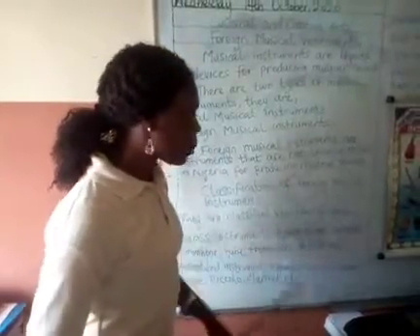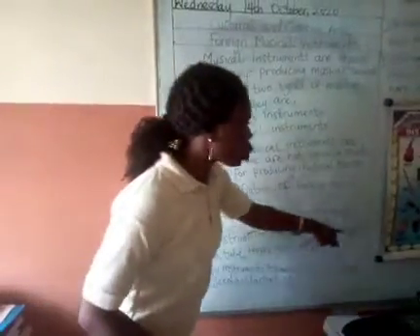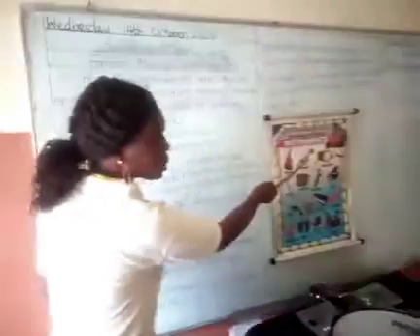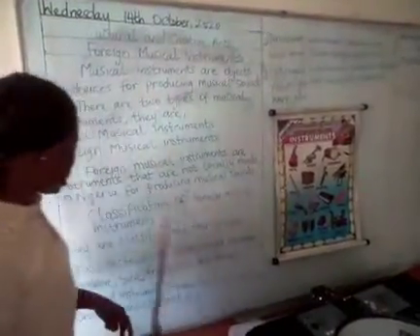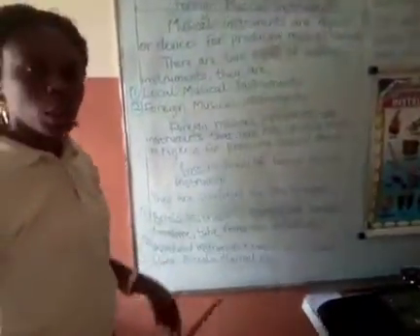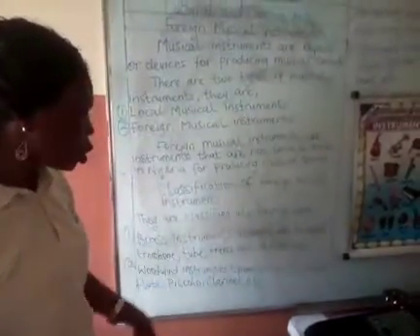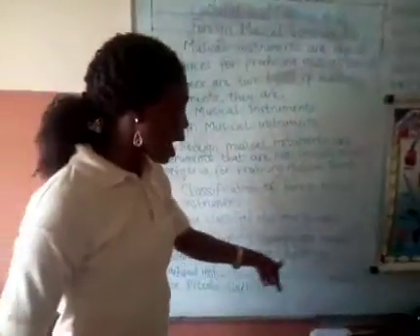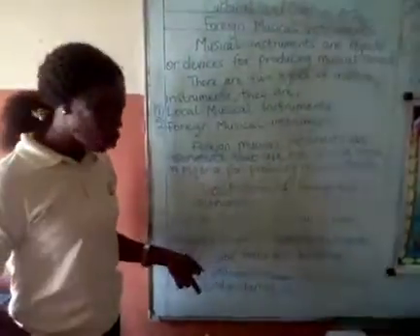And we have some examples. The examples are trumpet. See it here, we can see our trumpet on the chart. The second one is the trombone. The next one, the tuba, the French horn, and the last one, the cornet. All of these are examples of the brass instruments.